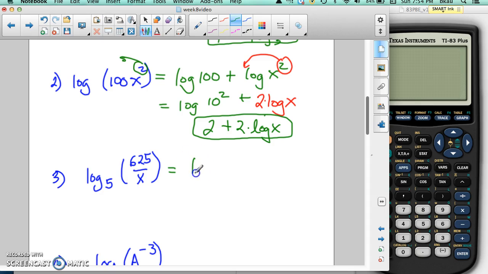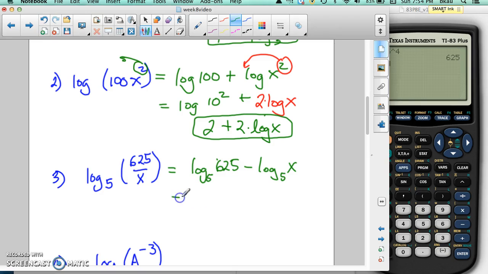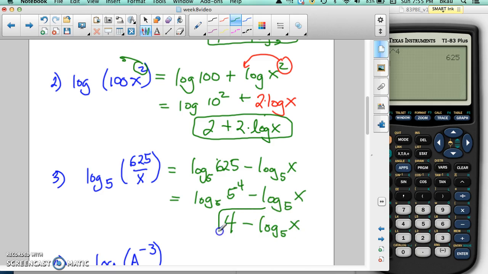So this one's a division, so we're going to take log base 5 of 625 minus log base 5 of x. So in this case, I believe 625 is 5 to the 4th. We're just going to verify 5 to the 4th to make sure. Yes. So this one is log base 5 of 5 to the 4th power minus log base 5 of x. So this is going to reduce to just the power, which is 4. And our solution would be 4 minus log base 5 of x.